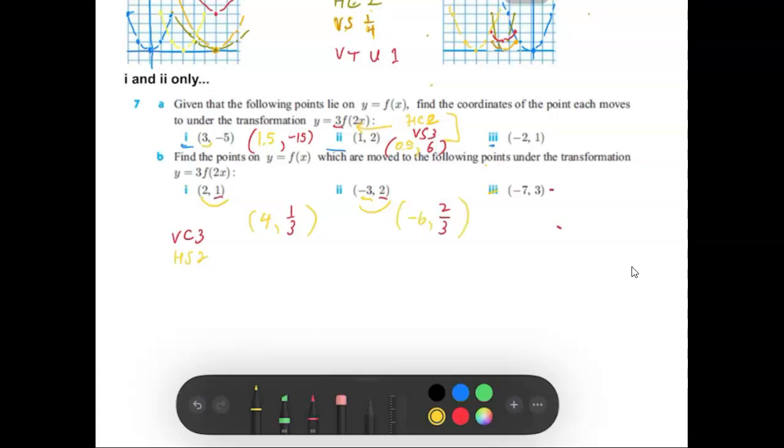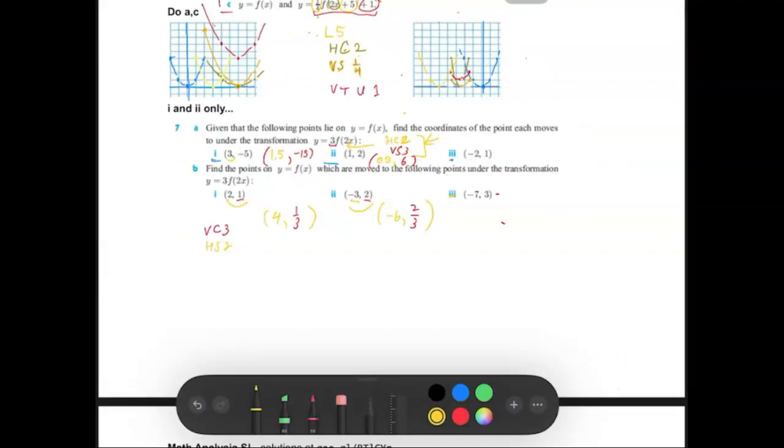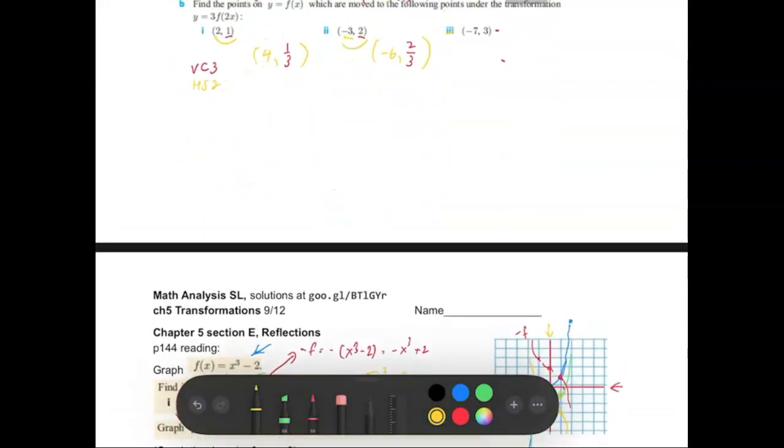If we want to check it, we can do this transformation here. So we do a horizontal compression by 2, so the -6 would become -3. And the 2/3, we do a vertical stretch by 3, so the 2/3 is going to become a 2. It worked. Okay, all right. That's it for page 8.